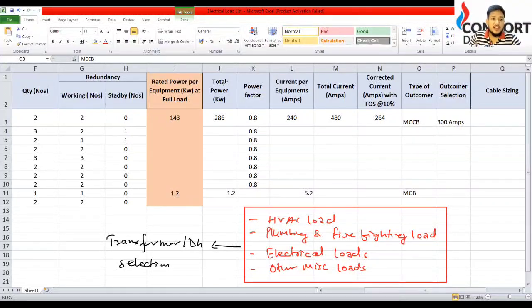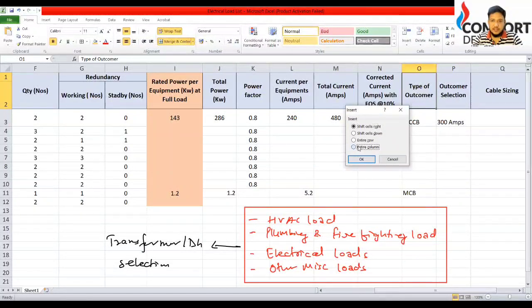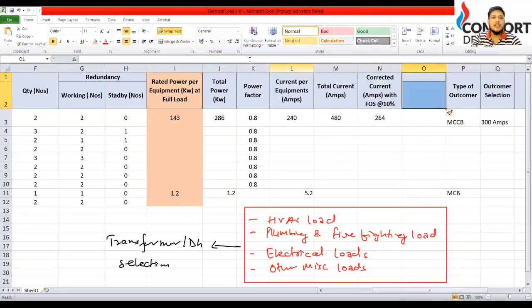There is one query that the starting current will be high. So definitely we will see as per this column. We will insert one more column here. Right, you are right. Before that we will just insert one more column, and this is one of the important things, just note it down. See here what we will do, we will write starting current also.